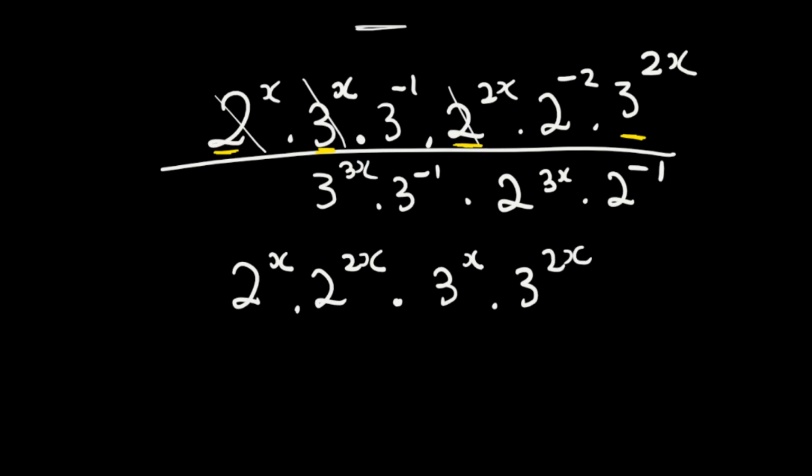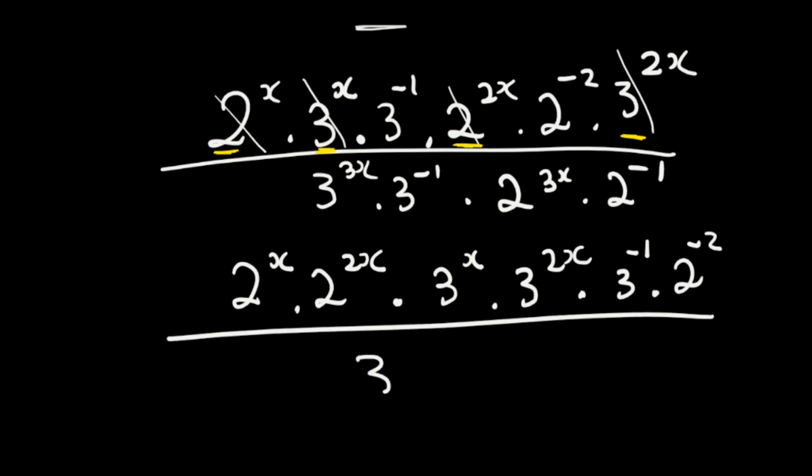I'm done with these. And then I remain with 3 to the power of minus 1 multiplied by 2 to the power of minus 2, divided by 3 to the power of 3x multiplied by 3 to the power of minus 1 multiplied by 2 to the power of 3x multiplied by 2 to the power of minus 1.